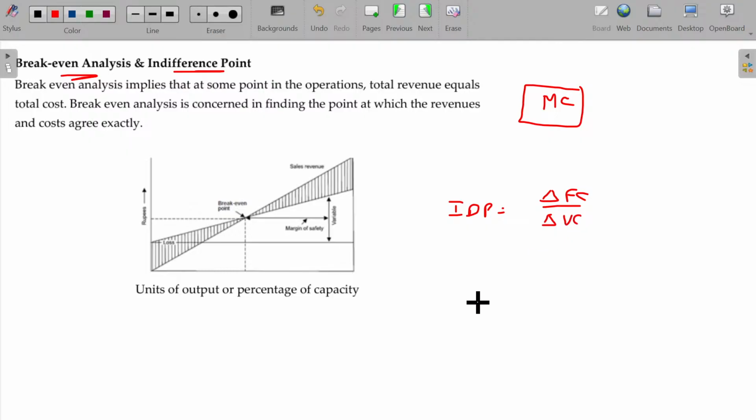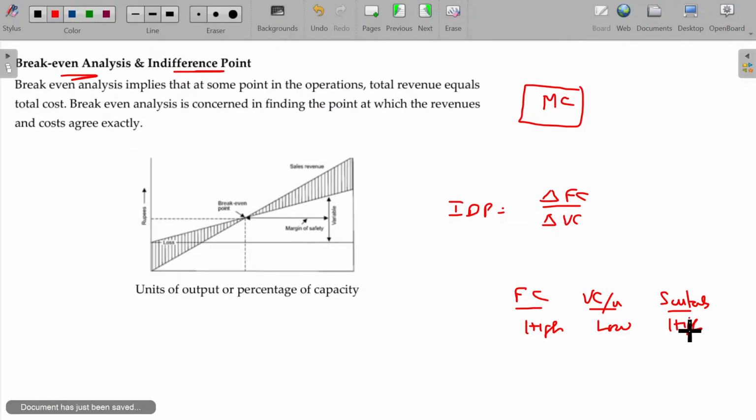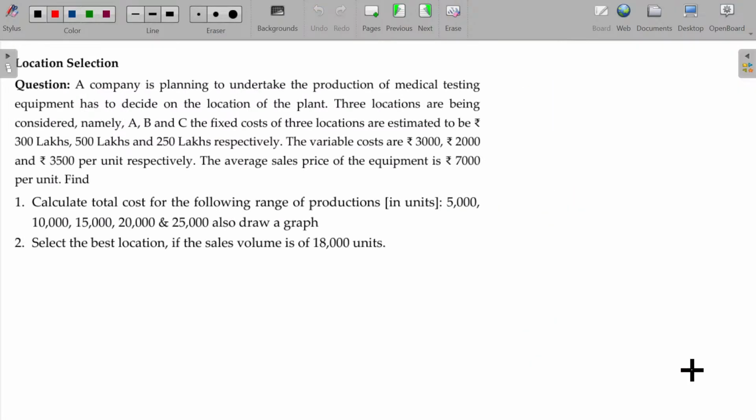Is that okay? If fixed cost is high and variable cost per unit is low, then this will be suitable for what sort of demand? High demand. If the fixed cost is higher, this will be suitable for the high demand case. If the fixed cost is low and variable cost per unit is high, then this is suitable for what? Low demand scenario. The same we have already discussed in marginal costing. Let's now try to solve this illustration.